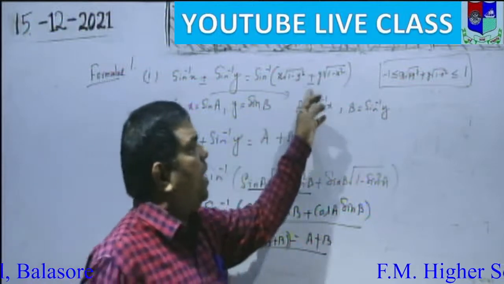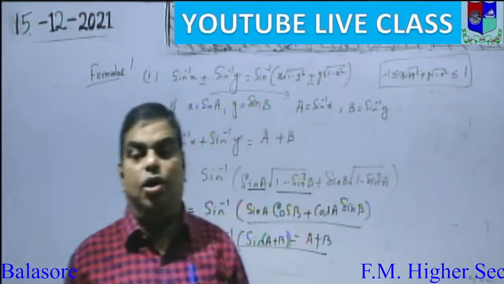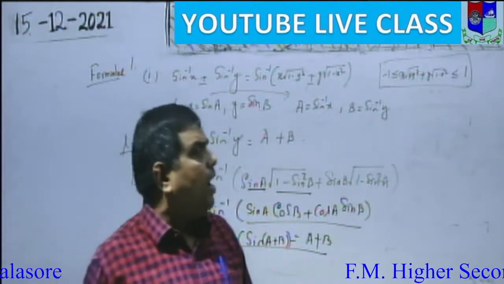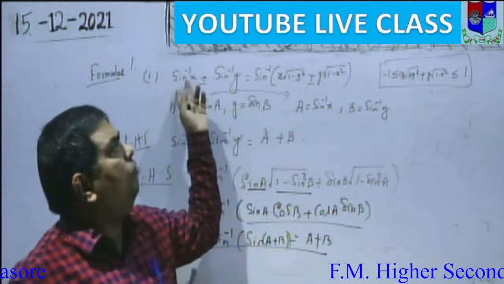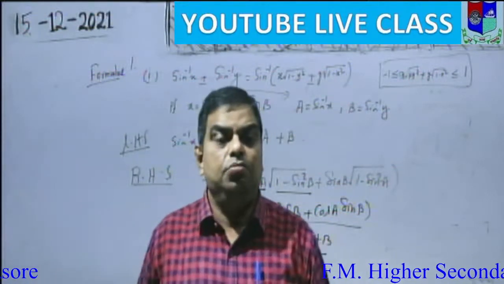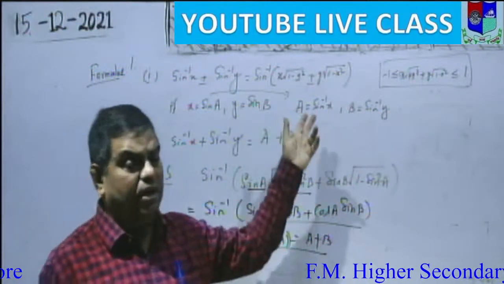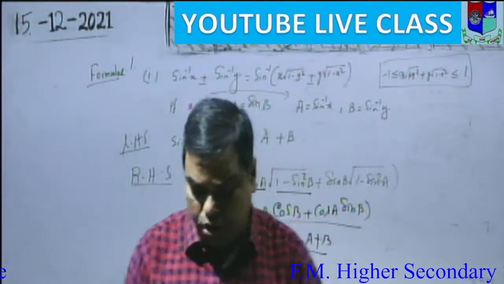To satisfy this, solve minus 1 by root 2 is less than or equal to x and y, which is less than or equal to 1 by root 2. The domain is the input elements which are accepted by both sides of the equation.